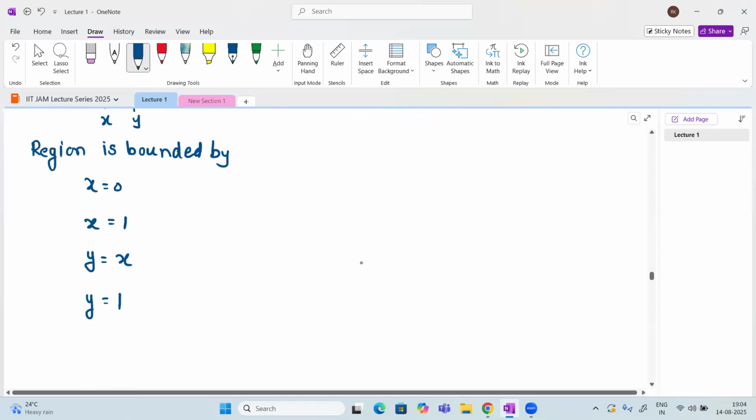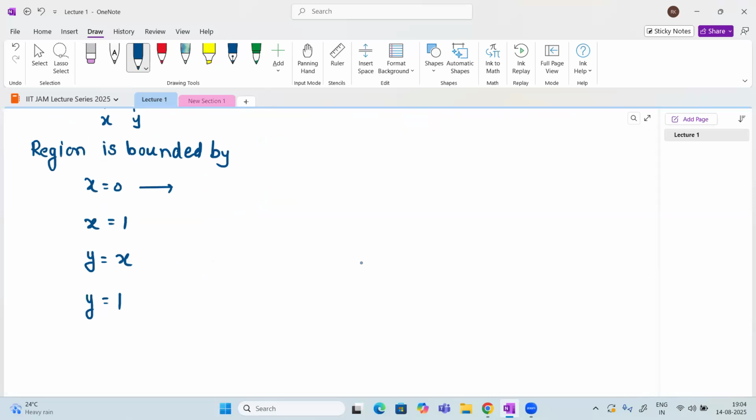Suraj, can you tell me what x is equal to 0 represents? Sir, it represents the y-axis. Exactly. Riddhi, what about the second curve? Sir, a line parallel to the y-axis. Yes, okay.